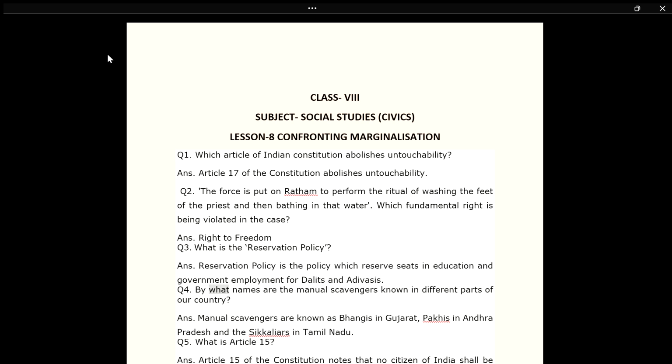Q4. By what names are the manual scavengers known in different parts of our country? Ans. Manual scavengers are known as Bhangis in Gujarat, Pakis in Andhra Pradesh and the Sikaliyars in Tamil Nadu. Q5. What is Article 15? Ans. Article 15 of the Constitution notes that no citizen of India shall be discriminated against on the basis of religion, race, caste, sex or place of birth.